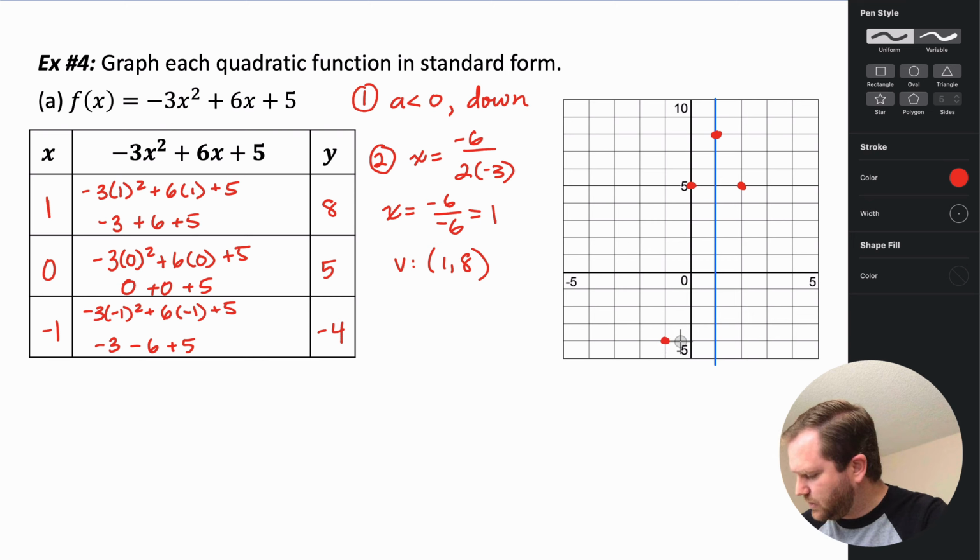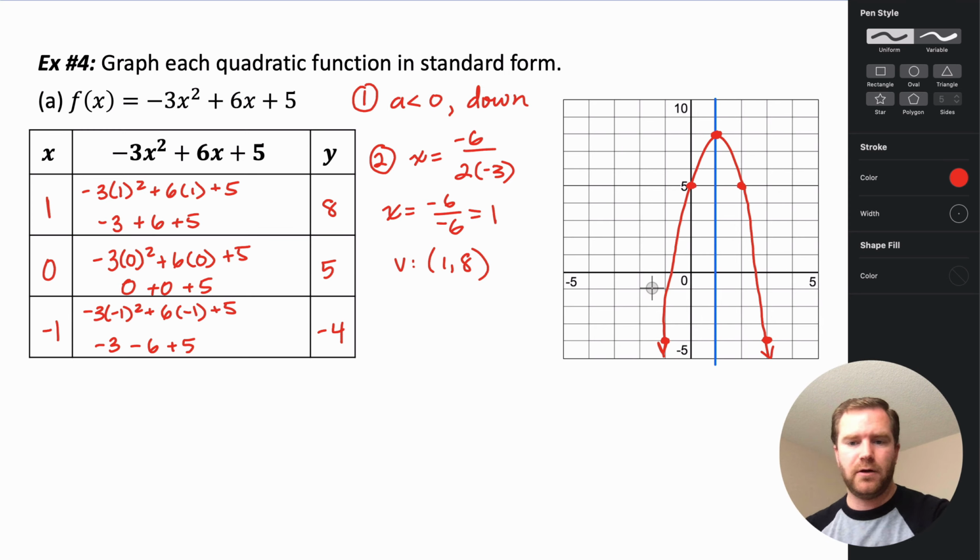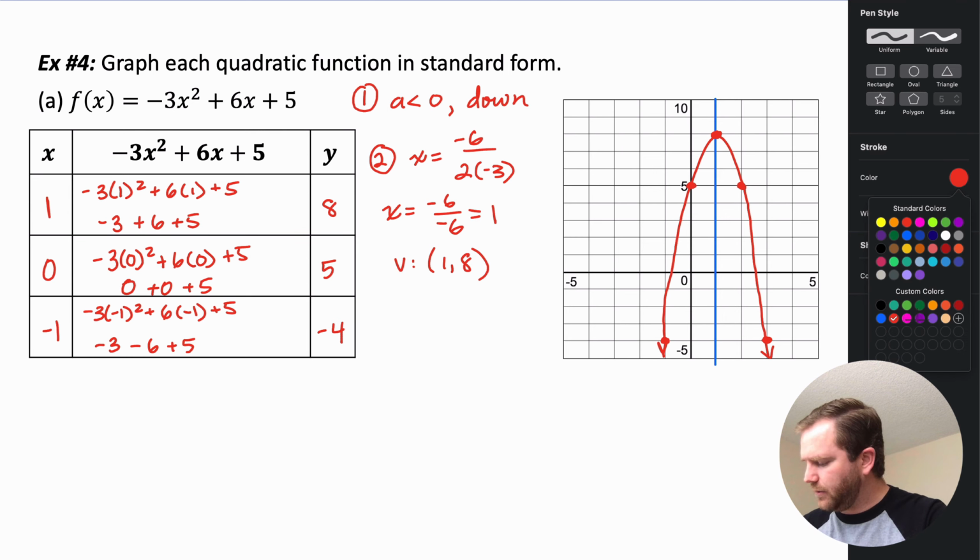You can see that this is 2 units to the left of the axis of symmetry. So if I go 2 units to the right, I should also have a y value of -4. And then you just sketch in your curve like this, and you should be good to go. And that would be how you graph a quadratic function. This isn't a very good graph of mine, but you get the point. So let's look at another example.